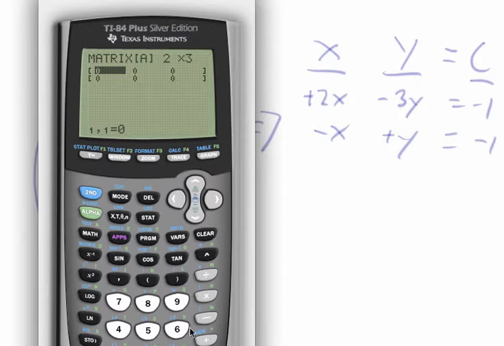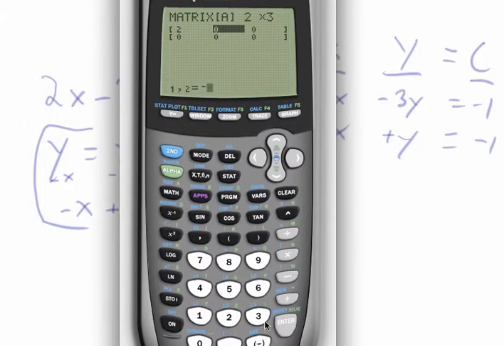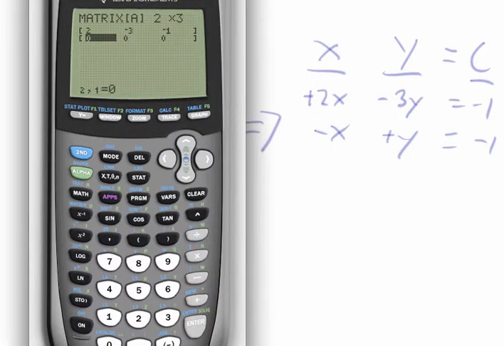I'm going to use the numbers over here. My first equation was 2x minus 3y equals -1. And my second equation was -x, which is -1x, plus 1y equals -1. Now I have that all entered, so I'm going to quit out.